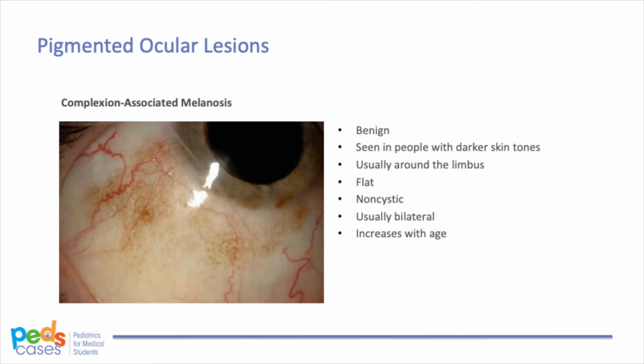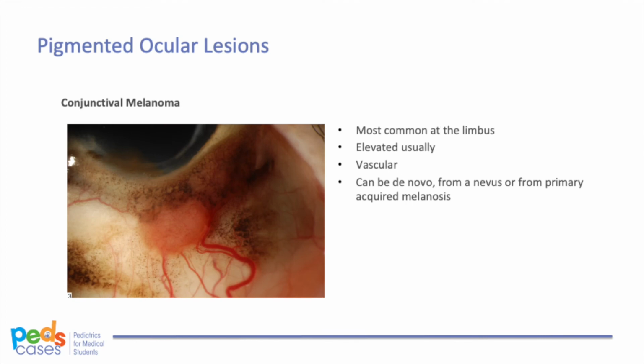Complexion-associated melanosis, CAM, also known as racial melanosis, is a benign lesion in people with deeper skin colors. It's most common around the limbus and appears flat and non-cystic on exam. It is often bilateral and increases with age. While CAM does not become melanoma, people with deeper skin colors are not immune to melanoma and should have yearly surveillance.